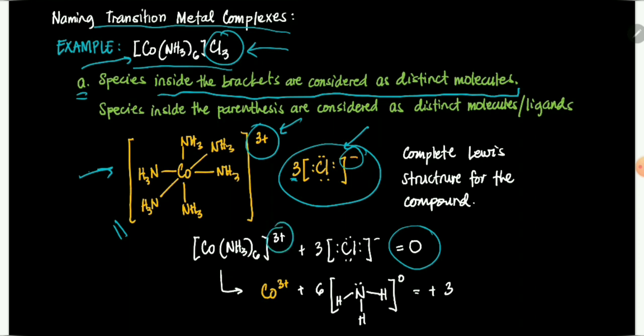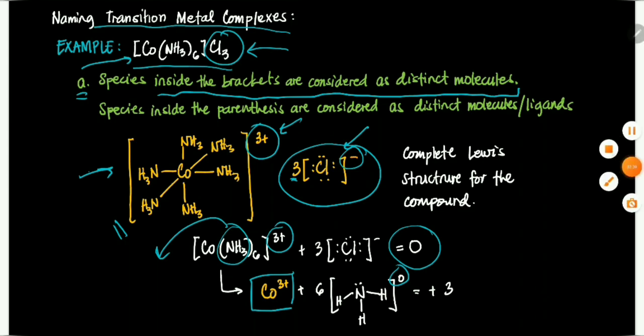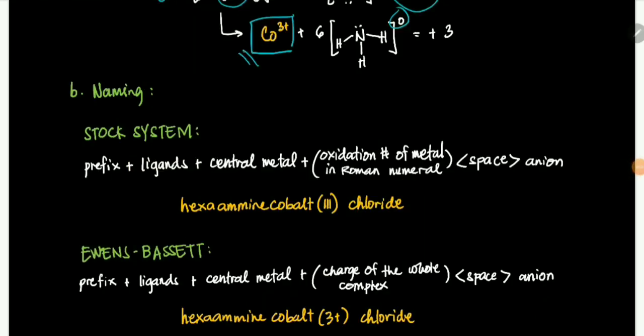Okay? So, since yung ammonia ay neutral molecule, yung kanyang formal charge ay 0, kahit anim pa sila, 0 yung kanyang formal charge. So, ibig sabihin, yung 3 plus ng ating complex ay nanggaling lang sa cobalt 3 plus. So, ibig sabihin, yung oxidation state ng cobalt natin dito ay 3 plus. Okay? So, after determining the oxidation state or the charge of our central transition metal, pwede na tayo mag-name.